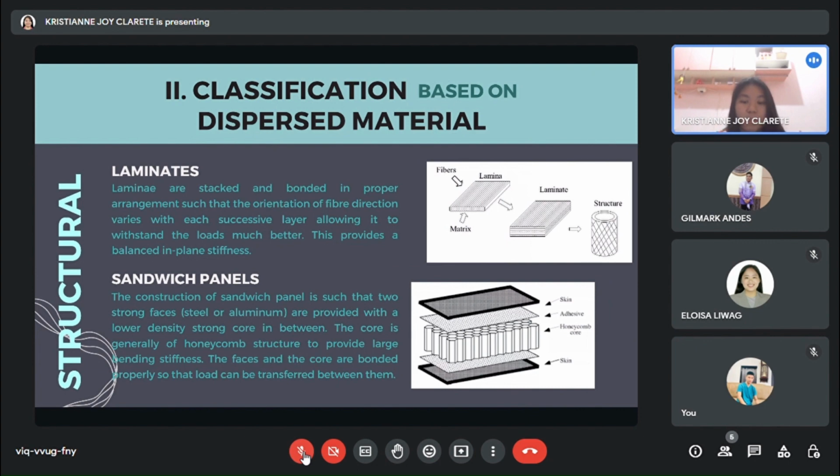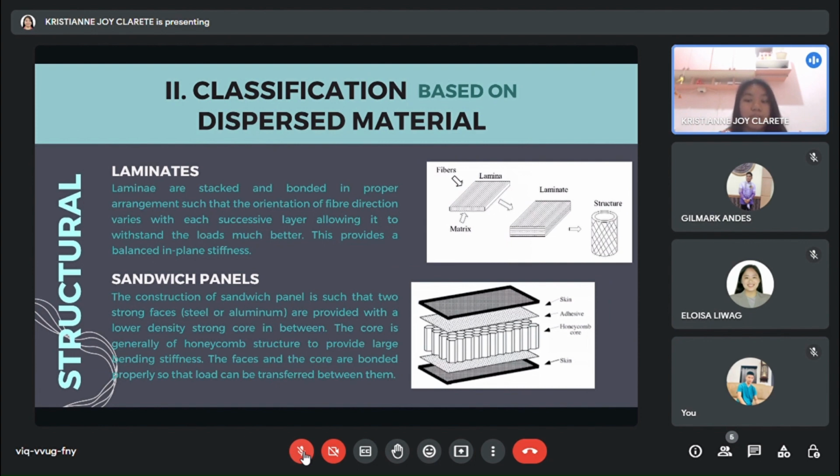Next is sandwich panels. The construction of a sandwich panel is such that two strong faces, steel or aluminum, are provided with a lower density, strong core in between. The core is generally of honeycomb structure to provide large bending stiffness. The faces and the core are bonded properly so the load can be transferred between them. So, sandwich panels are lightweight beams having relatively high stiffnesses and strengths.